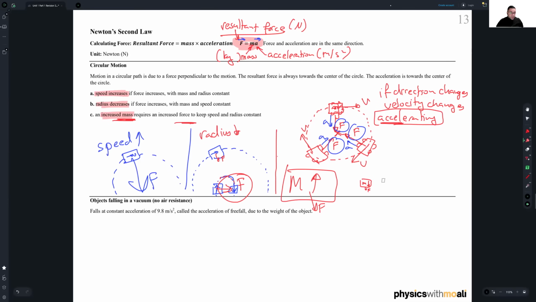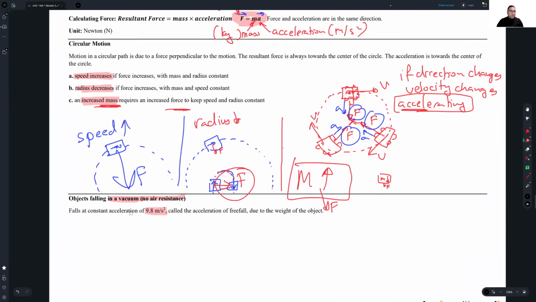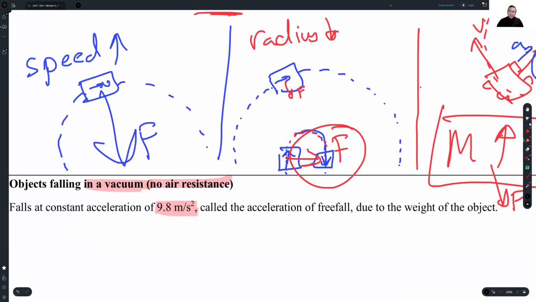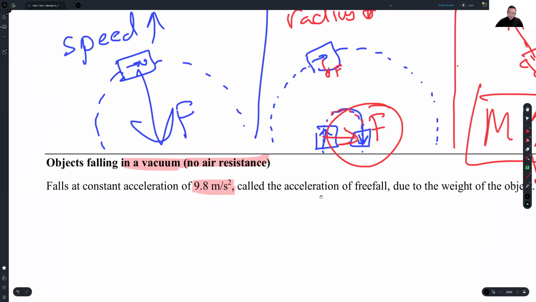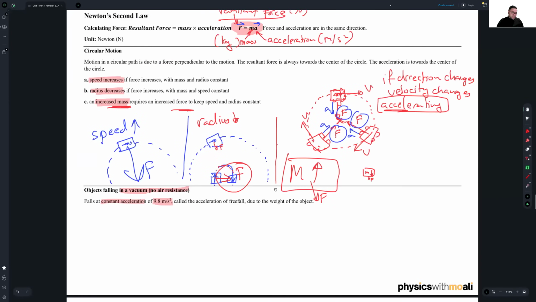Now, when it comes to falling, you have two versions of falling. If you're falling in a vacuum, as in there's no air resistance, this means you fall with a constant acceleration, 9.8. So if the question says we're ignoring air resistance, then you're always falling with a constant acceleration of 9.8. Done. Let's move on. Obviously, that depends on the acceleration of free fall of the planet. If it's a different planet, it's not 9.8.